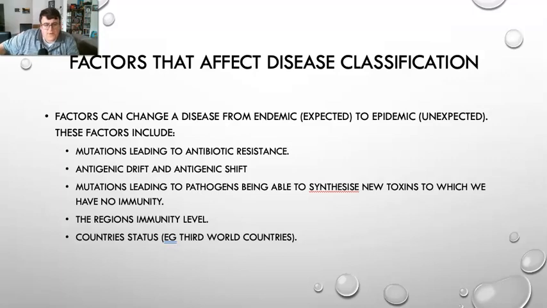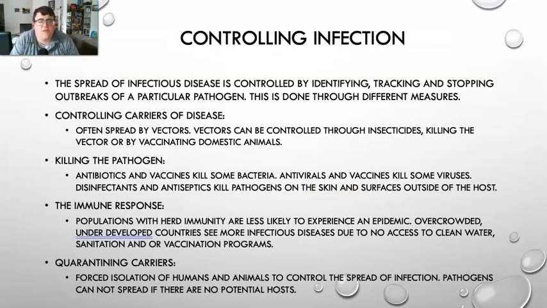But how do we exactly control infection? We have to identify, track, and stop outbreaks of particular pathogens, and there's a number of ways we can do that. One is to control the carriers of the disease, often spread by vectors, so talking about malaria with mosquitoes, and we can control those mosquitoes through insecticides or killing mosquitoes, or maybe we can vaccinate humans against malaria. There is a vaccine being trialled for malaria, so that's a really good one to talk about at this point.